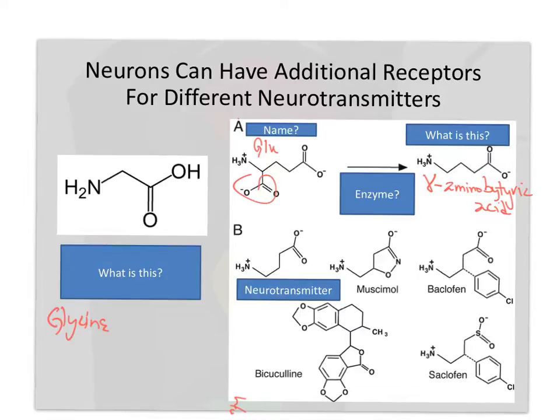But does anyone know what the nickname for gamma aminobutanoic acid is? Is that BY? Yeah, it should be BU, I'm sorry. That's supposed to be BU. Good catch.